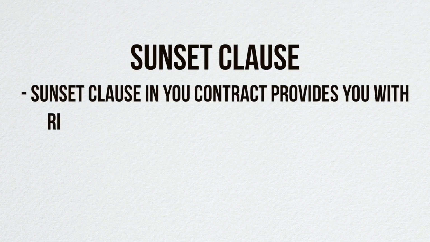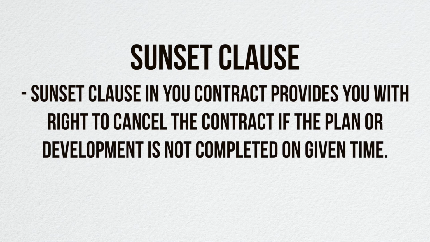So if you are buying off-the-plan property, make sure you check the sunset clause as well. If you are buying off-the-plan, the contract of sale should contain a sunset clause. This enables you to cancel the contract if the plan or development is not completed by a certain date. So make sure that you check the date, and if not completed, you can take action on that as well.